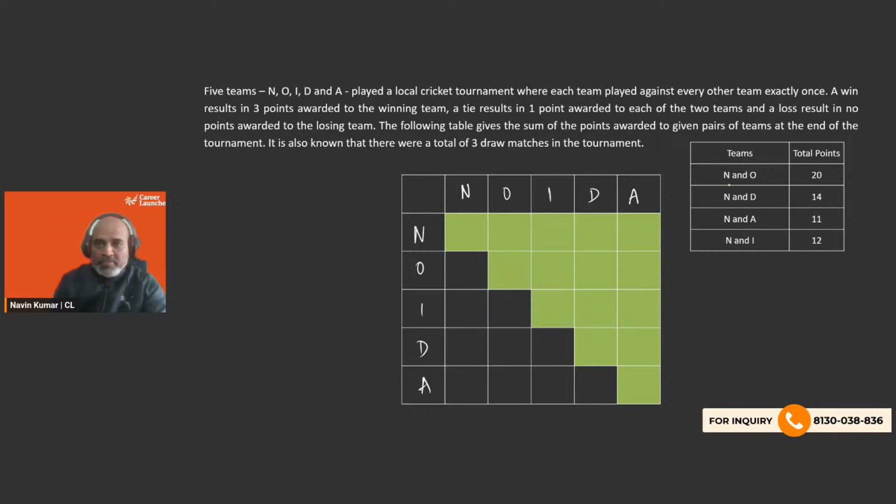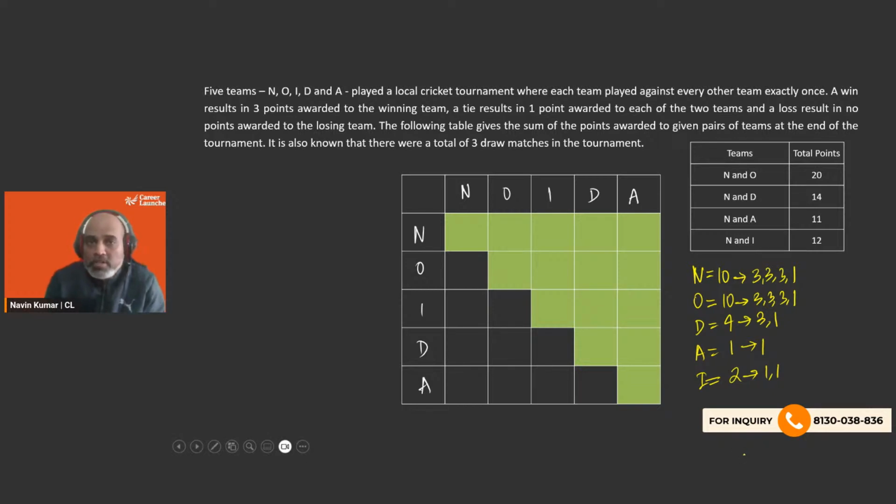Now, if you remember, the number of points N has is 10, which comes from 3 wins and a loss. O is going to be 10, which will come again from 3 wins and a loss. If you look at D, it has got 4 points, so it comes from a win and a loss. If you look at A, that's 1 point. It will only come from, sorry, not loss, a draw. And for I, there are 2 points that will come from 2 draws. Now, since I is going to draw against a pair of teams, that 1 will come from either A, D, O, or N.